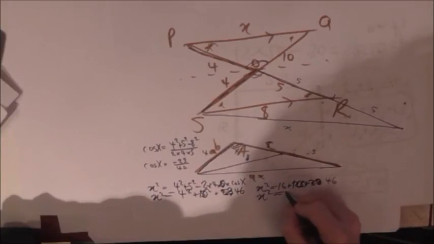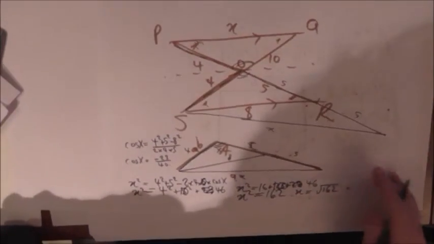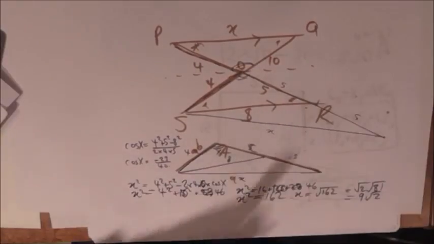Okay, so x squared equals 162, so x equals the square root of 162, which is the square root of 2 times the square root of 81, which is 9 root 2. So there we go, that's the answer.